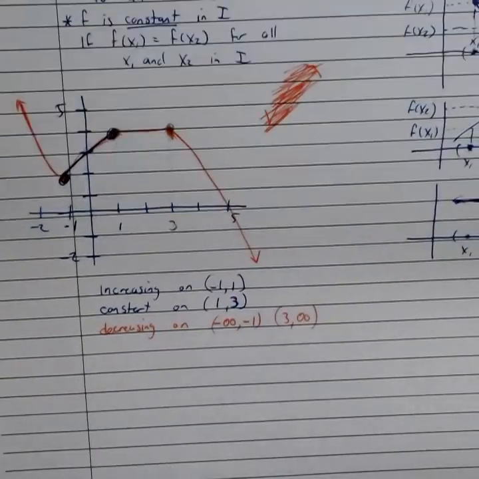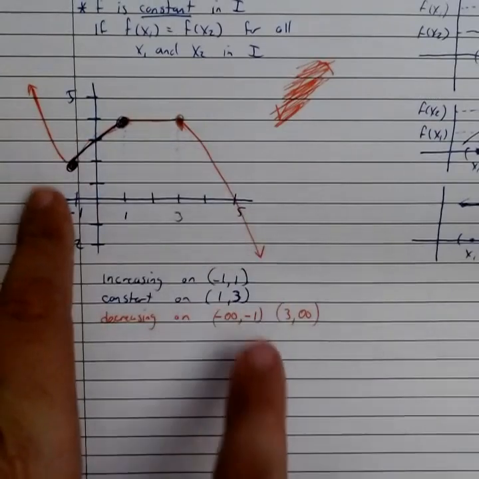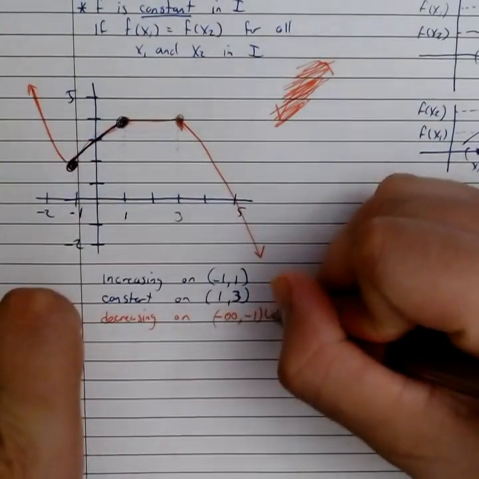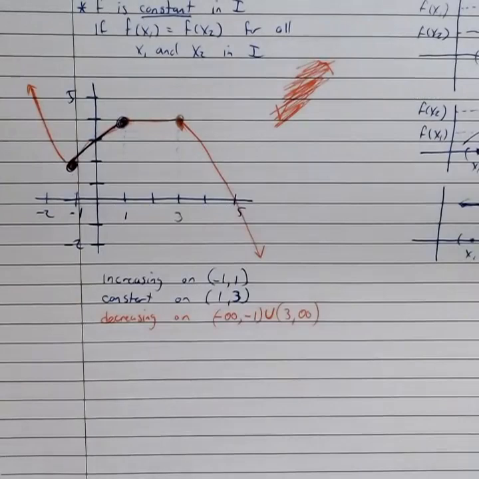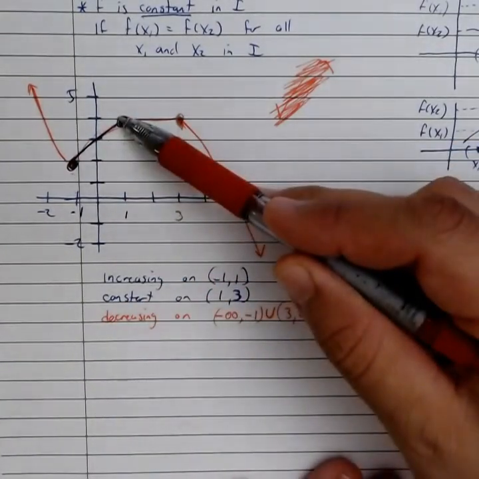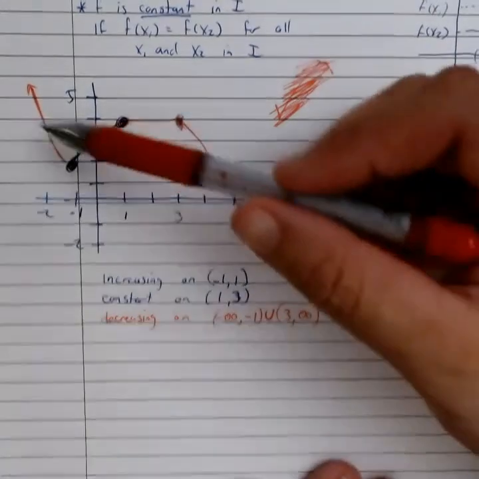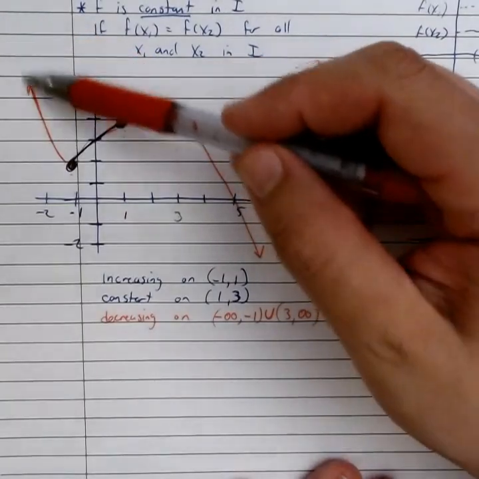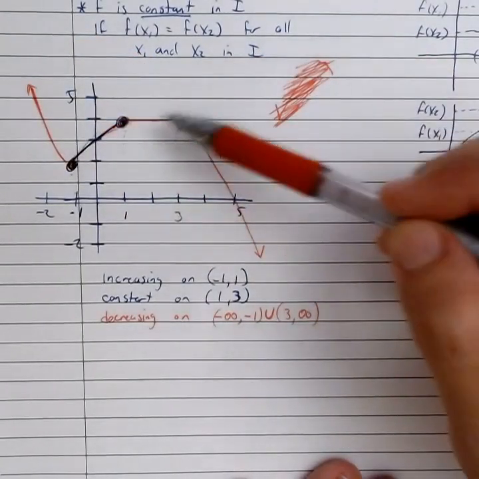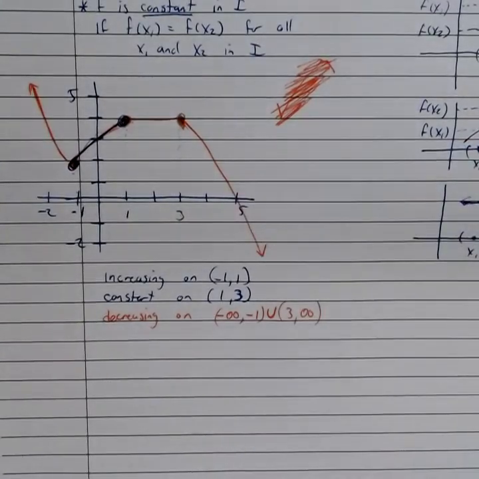And if you think back to chapter 1, the way we describe an answer that has two separate intervals together as one answer, we use the union symbol. So here your function is increasing on the interval from -1 to 1. It's constant on the interval from 1 to 3. And it's decreasing on the interval from -infinity to -1, and also from 3 to infinity. Just like that.